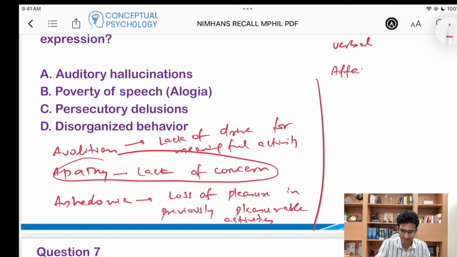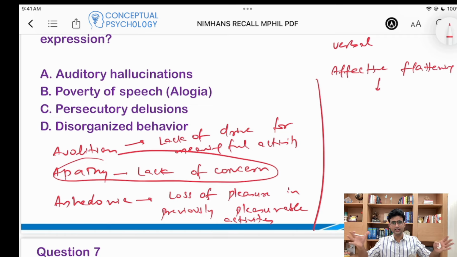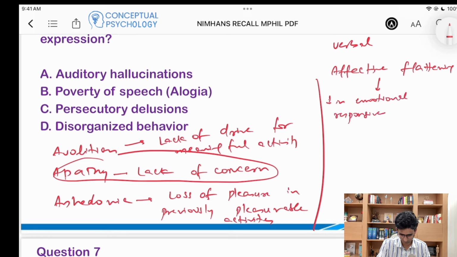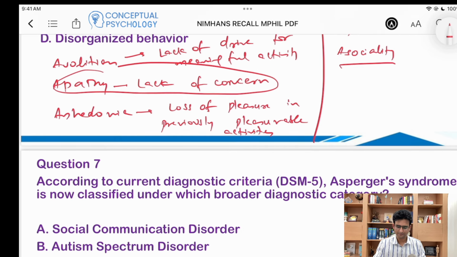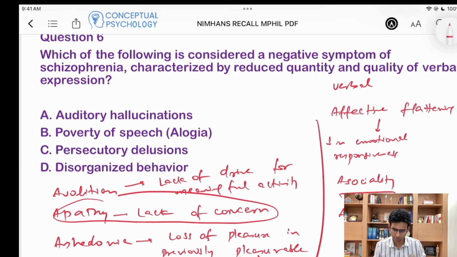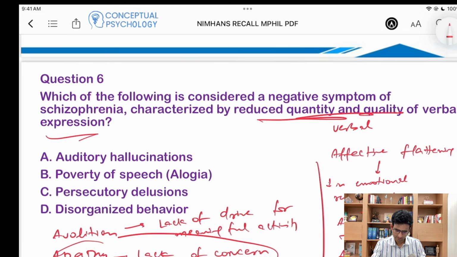You have got affective flattening. The emotional range has become flattened. Lack or decrease in emotional responsiveness. Then you have got asociality. What is asociality? As the name suggests, lack of socialization, right? And finally we have alogia. Alogia is decreased verbal expression. So that is what the paper is asking about, decreased quantity and quality of verbal expression. So which of the following is considered? Yeah, so the answer here is alogia.